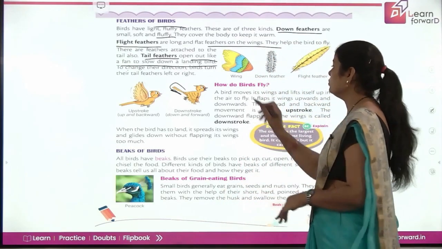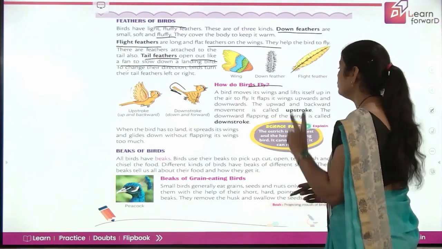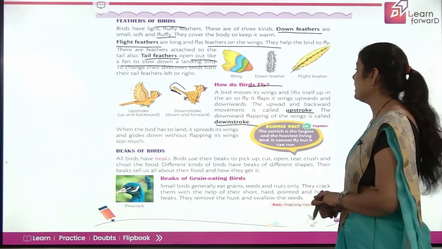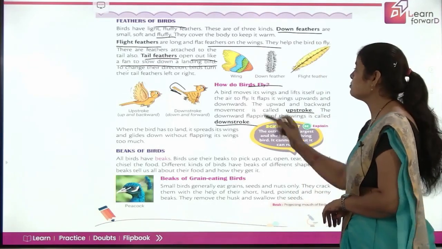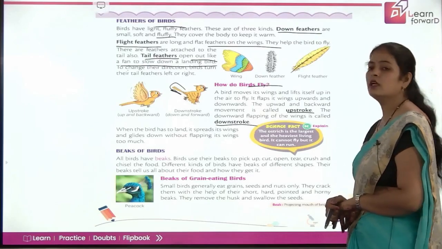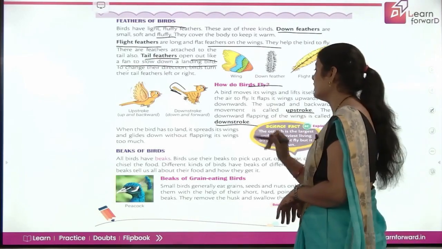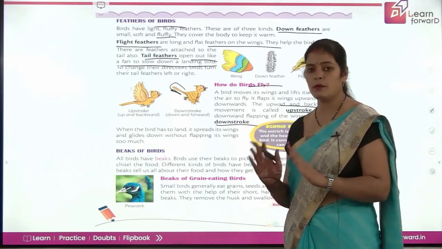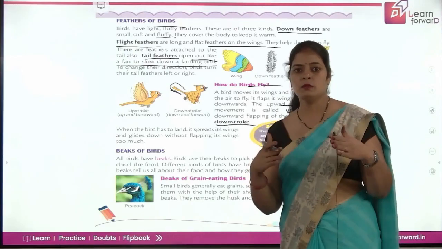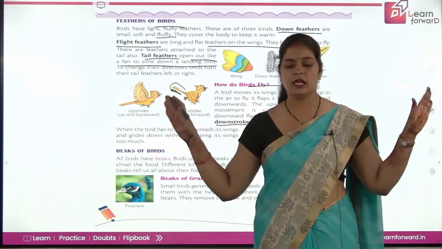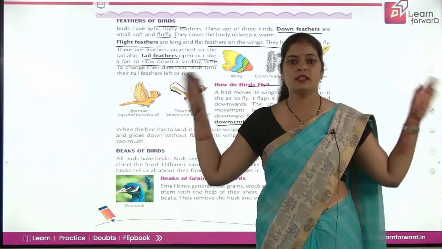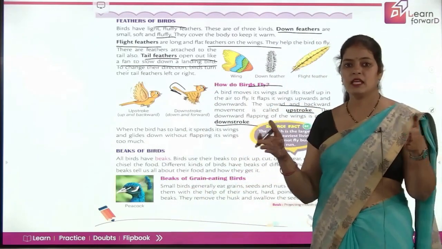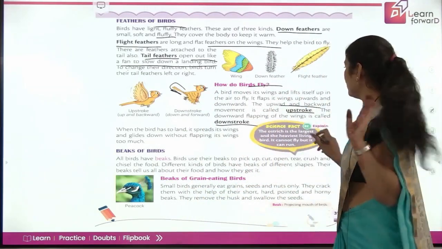Okay. Now how do these birds fly? With the help of two types of strokes. Number one is upstroke and the other is downstroke. With the help of these two types of strokes, these birds can fly. So what are upstroke and downstroke? The upward and backward movement of the wings is called upstroke. Whenever the bird flies, see me, they just do like this: they keep their wings open, then close, open and close, open and close, means up and down. Whenever they are moving their wings like this, upward and backward, that is called upstroke.